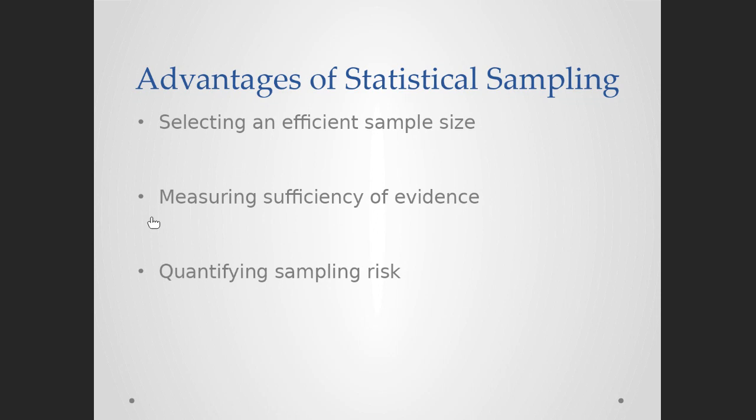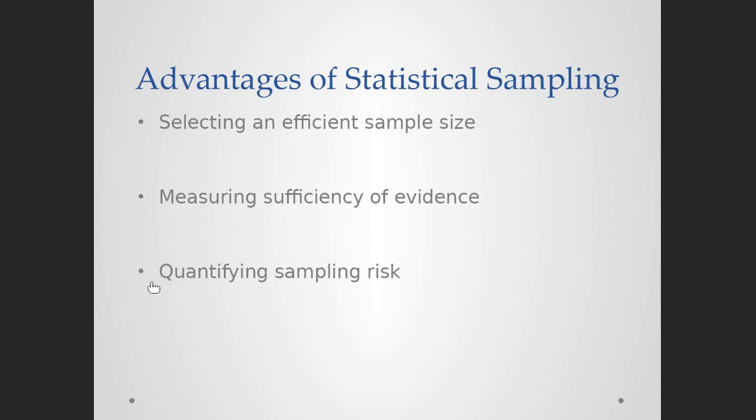The second benefit is measuring the sufficiency of evidence, meaning once you have taken the sample and done your calculations, if you're applying a statistical sampling method, you can calculate whether the sample was sufficient, whether the sample you took was enough to come to your conclusion, or do we need to take more items in our sample? You can calculate that. Again, this is a benefit of using the statistical method compared to the non-statistical method.